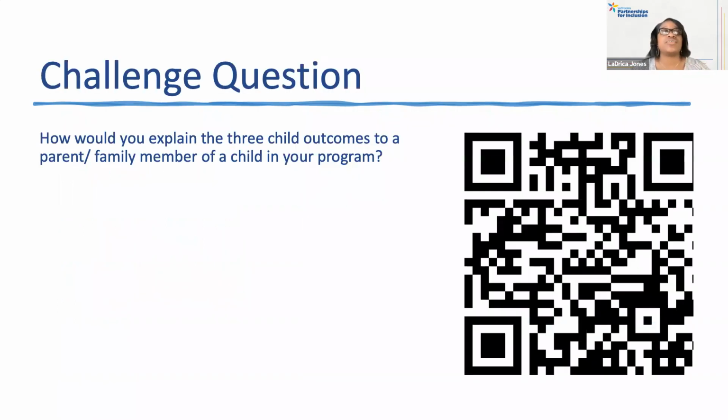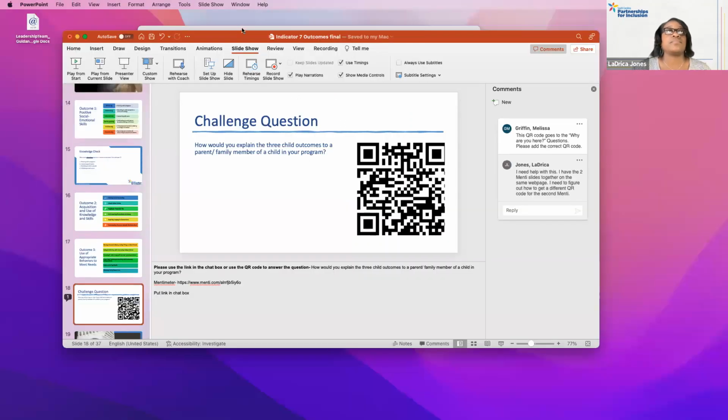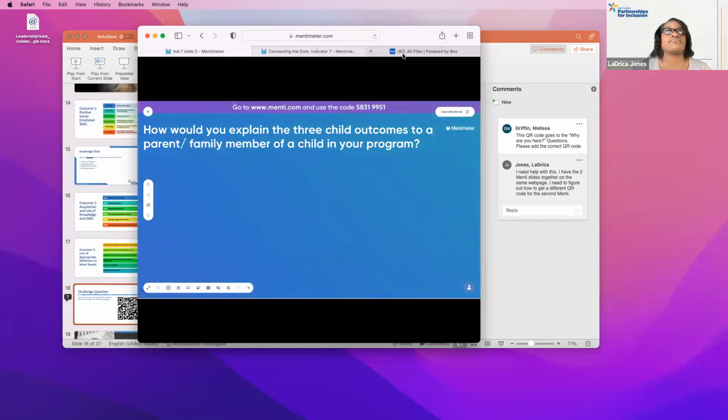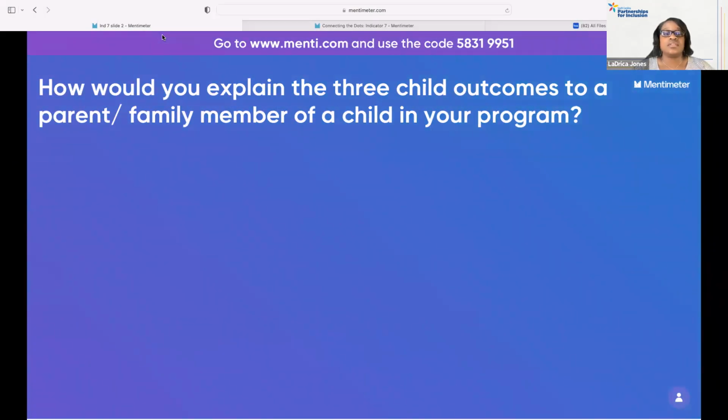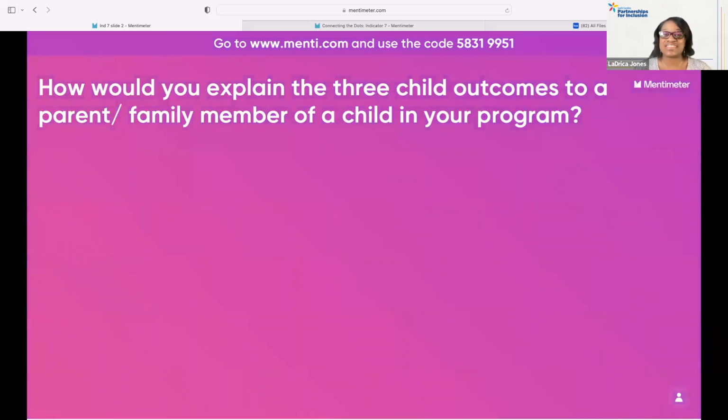So now I have a challenge question for you. How would you explain the 3 child outcomes to a child, the child's family member or a parent of a child in your program? We have another Mentimeter here. The Mentimeter link will be placed in the chat box, or you can use the QR code on this slide to answer the question. Again, the question is, how would you explain the 3 child outcomes to a parent or family member and a child in your program? We'll wait a few minutes for some responses. And thank you, Dana, for putting those links in the chat box.